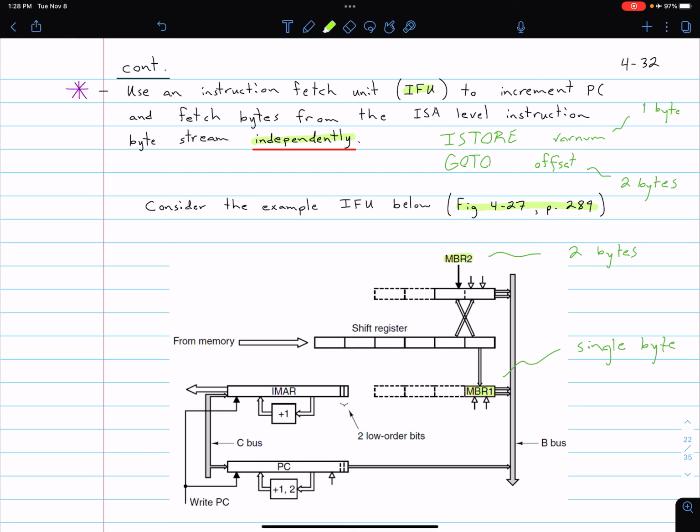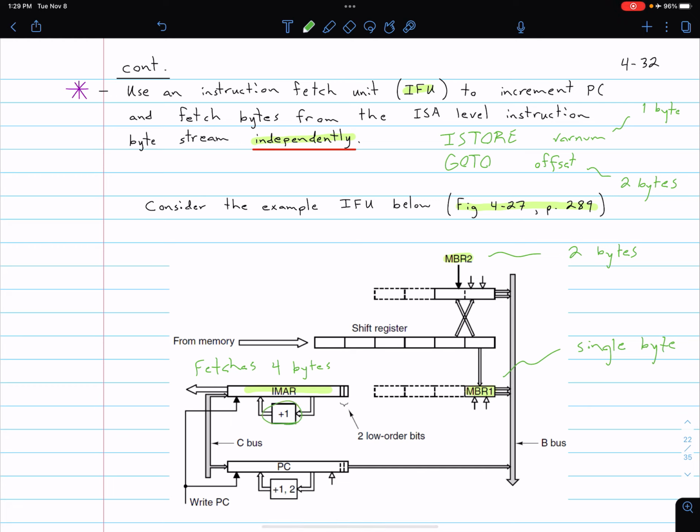A couple other points here. So we have this IMAR. This is sort of similar to the MAR register that we saw in our previous microarchitecture. What this IMAR is doing is responsible for fetching memory words, right? Because we're talking about a 32-bit system, we know it's fetching 4 bytes, so our IMAR is going to fetch 4 bytes. We'll look at how we keep track of that in a little bit. But basically we can fetch 4 bytes and make sure our shift register is staying as full as possible.